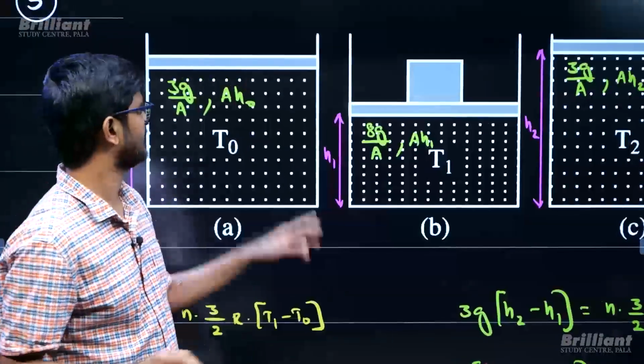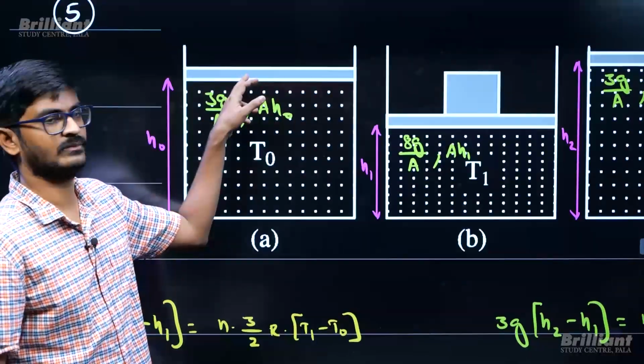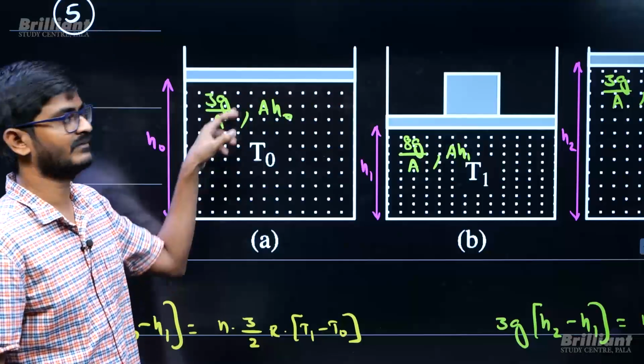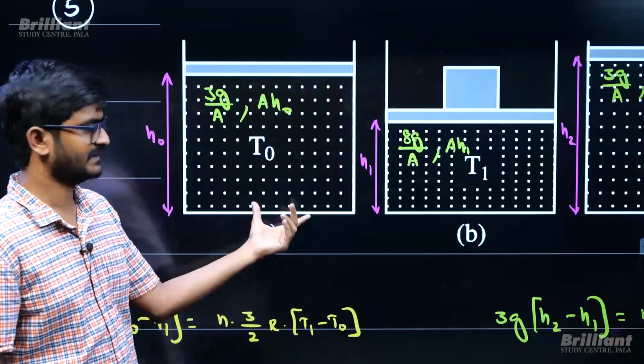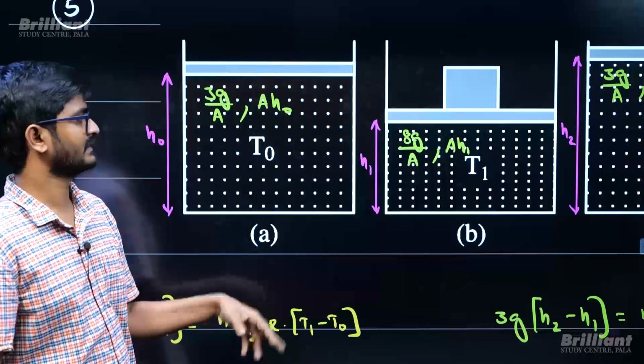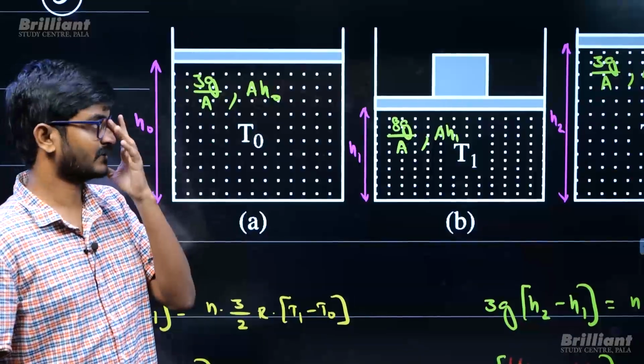In the next case, initially there is some mass here and it is in equilibrium and this height is h0. If it is in equilibrium, then the pressure here will be 3g by A when you make net force equal to 0 on this. And the volume, if I take the base area as A, is going to be A into h0, temperature is T0, number of moles are not going to change. When you put some extra mass, what will happen?